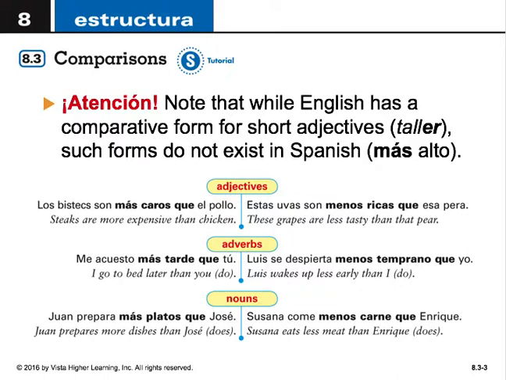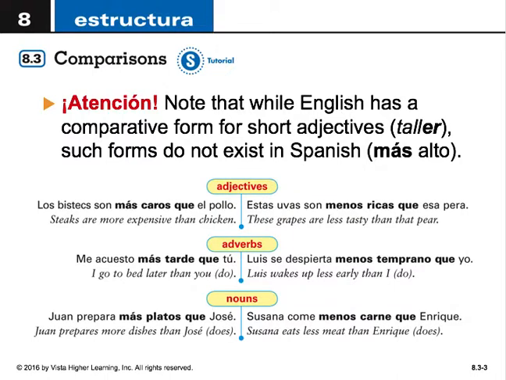Note that while English has a comparative form of short adjectives, like tall, taller, tallest, such forms do not exist in Spanish. You have to say more tall, más alto, or less tall, menos alto. Por ejemplo, los bistecs son más caros que el pollo. Steaks are more expensive than chicken. Or, estas uvas son menos ricas que esa pera. These grapes are less tasty than that pear.